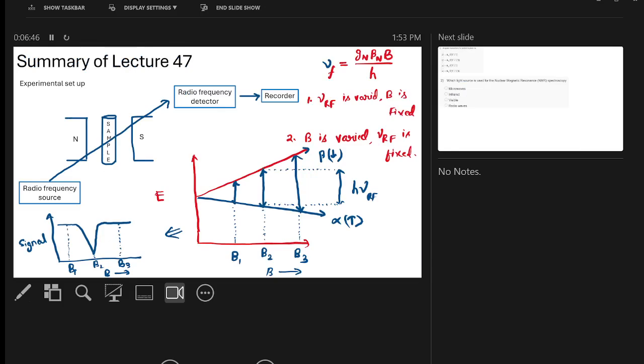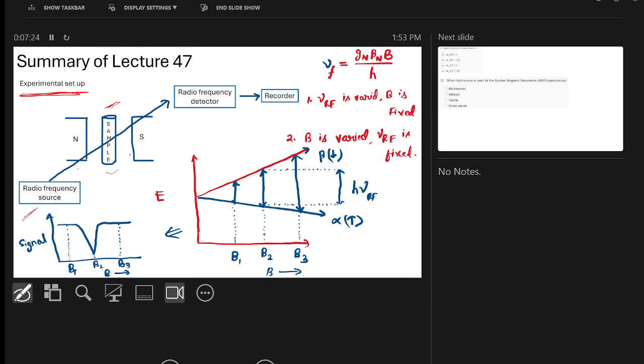So every nucleus has an associated nuclear magnetic moment, and because of that, it has a magnetic field. Now let's try to see the experimental setup for an NMR active sample. This sample is NMR active, meaning it has a permanent nuclear magnetic moment; the nuclear magnetic moment is not equal to 0. We can place it between two magnets, north pole and south pole, and we can pass some radio source.